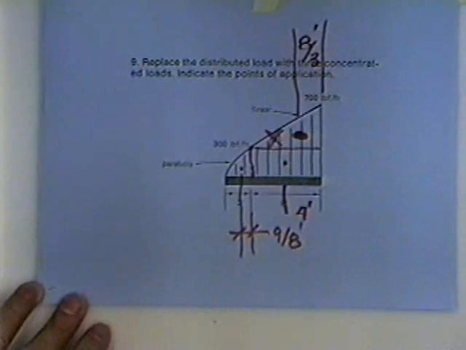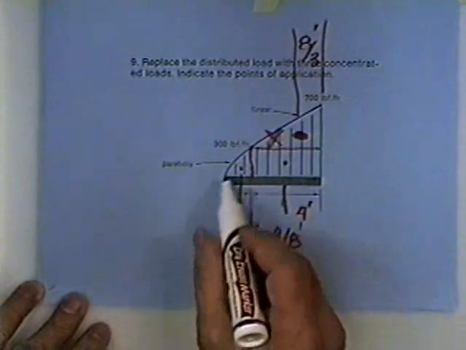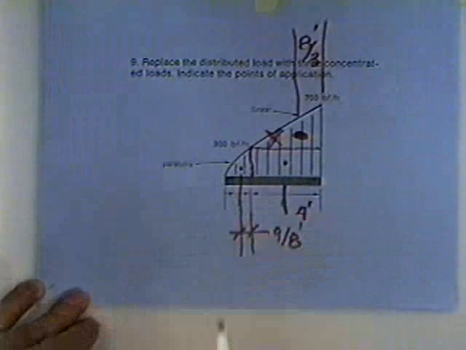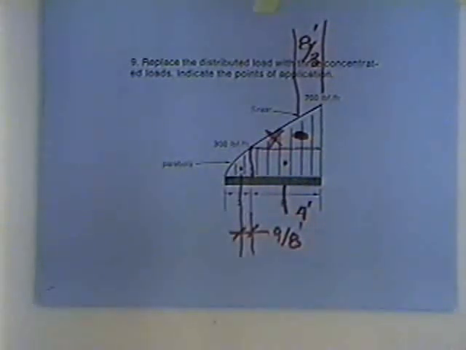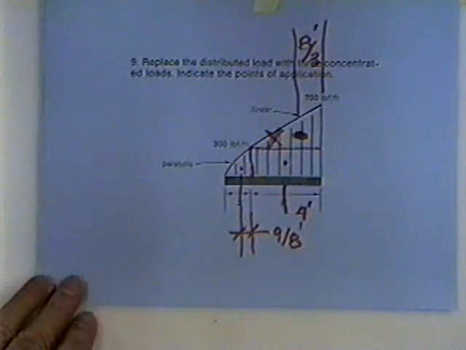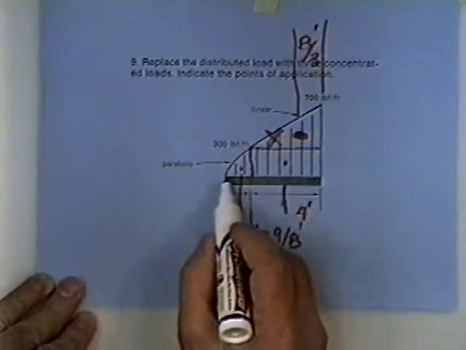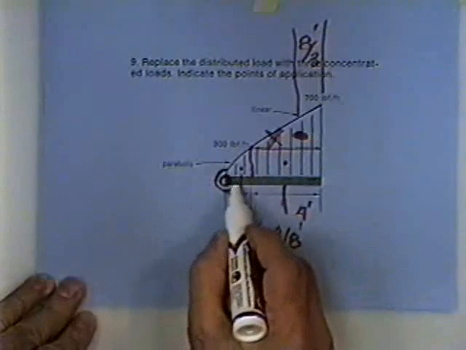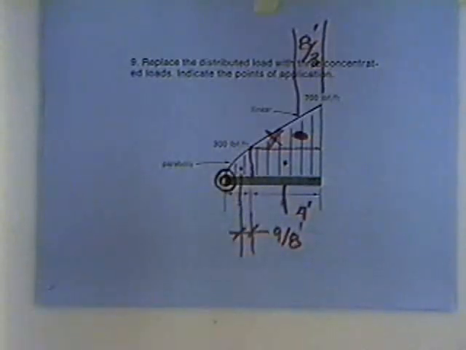Alright, now then, if I was asked to find a single point at which I could replace the loads under discussion, then what I would do is find out how much tendency these forces have to rotate about any point. Most convenient probably is the left end.